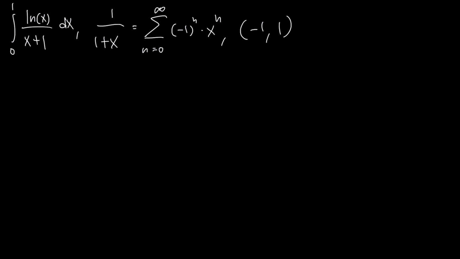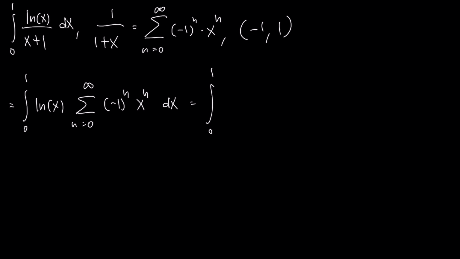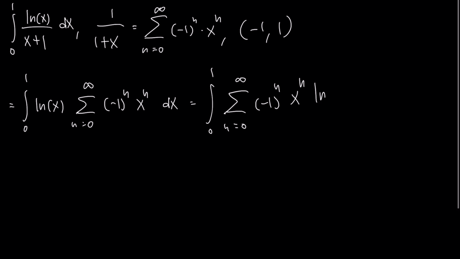So using this fact, we have the integral from 0 to 1 of the natural log of x times the sum from 0 to infinity of (-1)^n times x^n dx, which is equal to the integral from 0 to 1 of the sum from 0 to infinity of (-1)^n x^n times the natural log of x dx. From here we can swap this series and integral because the bounds of integration are from 0 to 1, which is well within the range of -1 to 1, so this is perfectly okay.